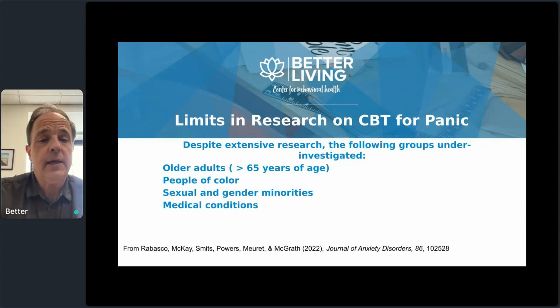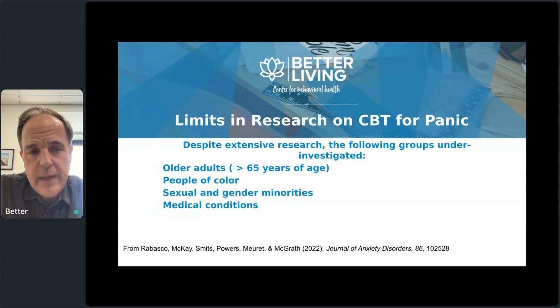We recently, in my lab, indebted to my graduate student, Anna Rabasco, who put this together, did a pretty comprehensive survey of the available research on CBT approaches for panic, and we found that there's some very big gaps. One, we don't have great data to suggest that this is efficacious with adults over 65. We suspect that it is, but the data is not really quite there.